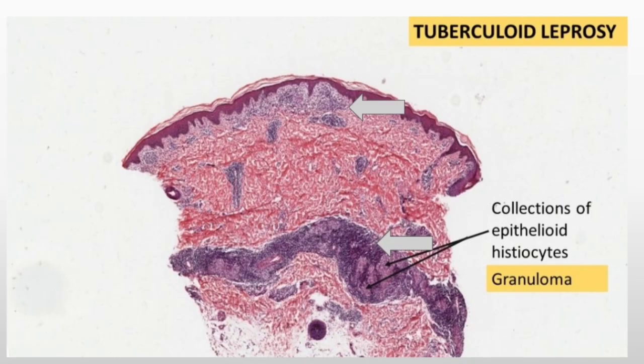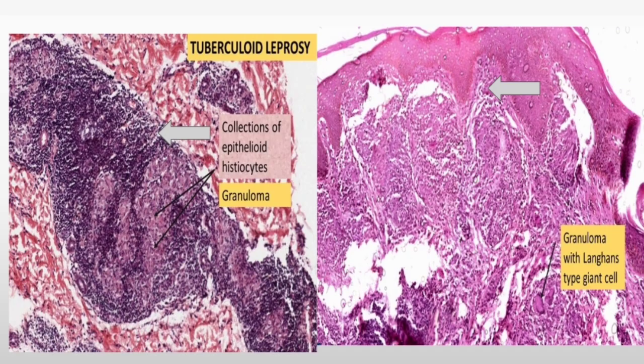Here is the slide showing histology of tuberculoid leprosy. At the first arrow, we can see the Grenz zone is absent, and the second arrow indicates a curvilinear tuberculoid granuloma. Again, the magnified view of the previous slide, where we can see a collection of histiocytes and a granuloma. And the right slide shows an absent Grenz zone with Langhans type of giant cell.